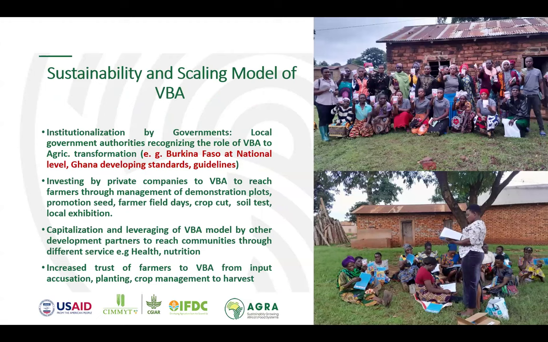How are we enhancing sustainability of the VBA model? We're working in different geographies, in different countries, in terms of how we can institutionalize the model. We see some good traction in Burkina Faso, but also in Ghana, they try to develop standard guidelines and procedures so that the government can take them on board and support them and work with them. But also we are investing in partnership with the private sector, especially the input and chemical companies, working together with them on development of demo plots, some products, soil testing, and crop cut exercises for crop yielding.